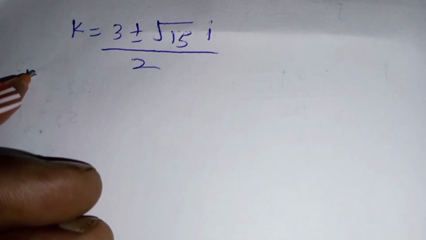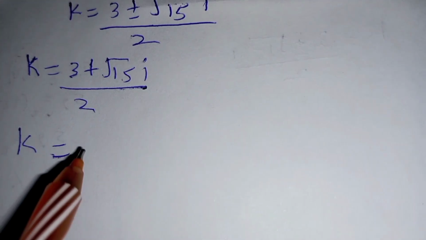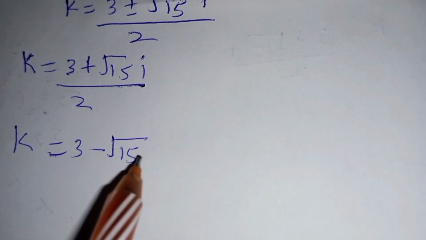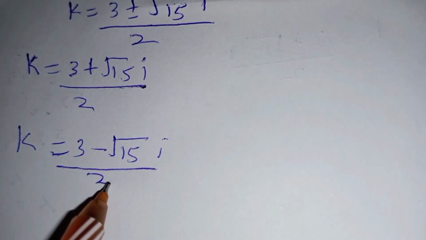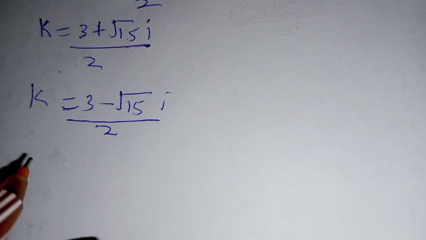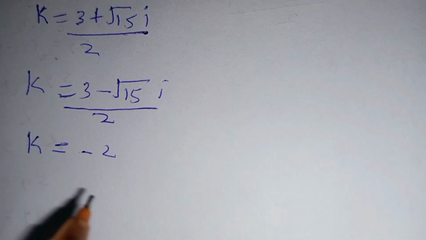This means that one of the values of k will be equal to 3 minus square root of 15 i over 2. Now, these two are the complex solutions. The only real solution we have is k is equal to negative 2.